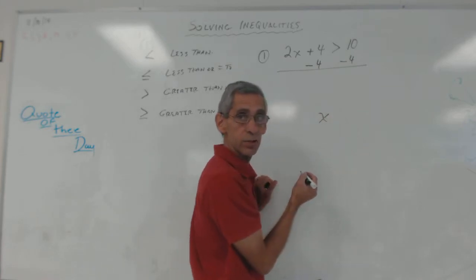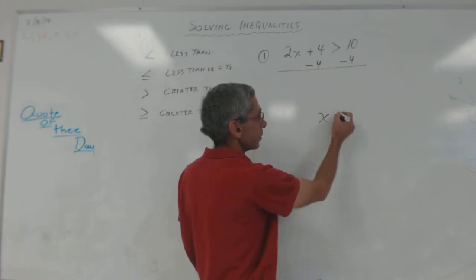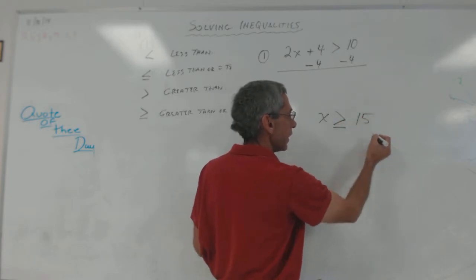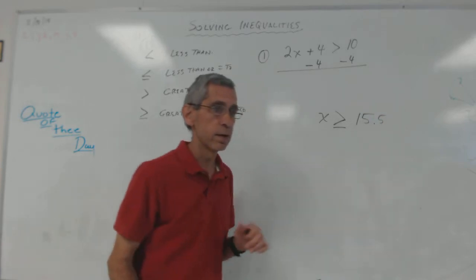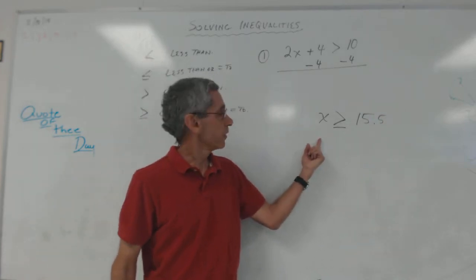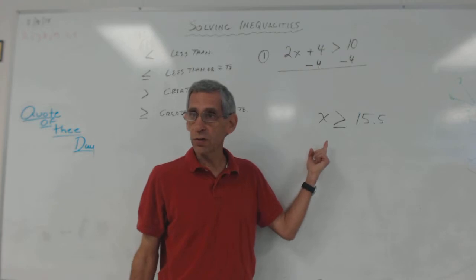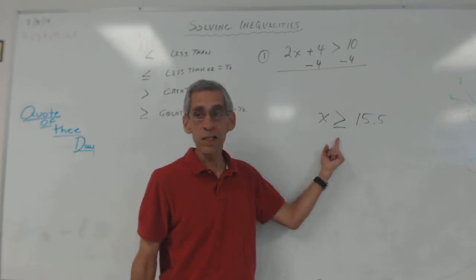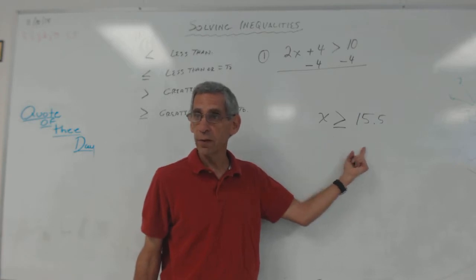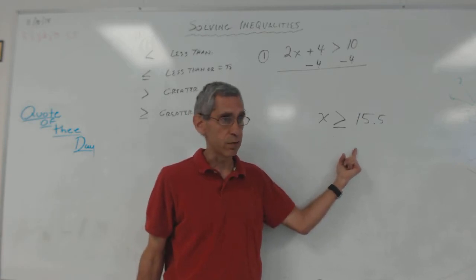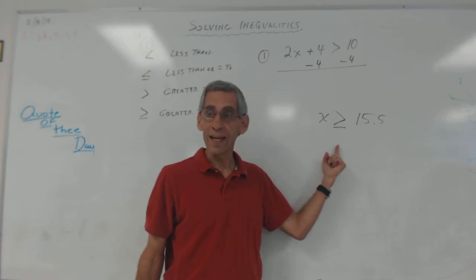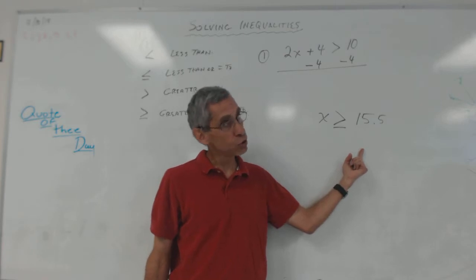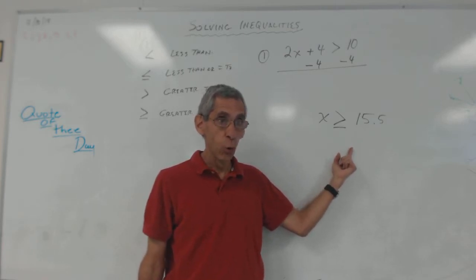X would be the age that's required. X is greater than or equal to 15. Okay, and I think it's 15.5, but I could be wrong. 15.5. So if I was 12, could I drive? No. If I was 16.23, could I drive? Yes. If I was 19.7, could I drive? Yes. If I was 28, could I drive? Yes. If I was 241, could I drive? Yes. Stupid, right?